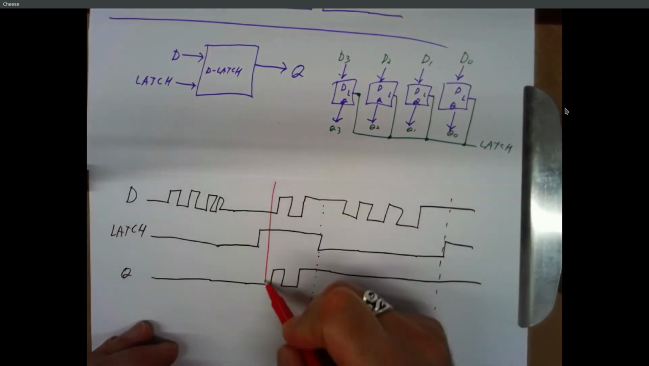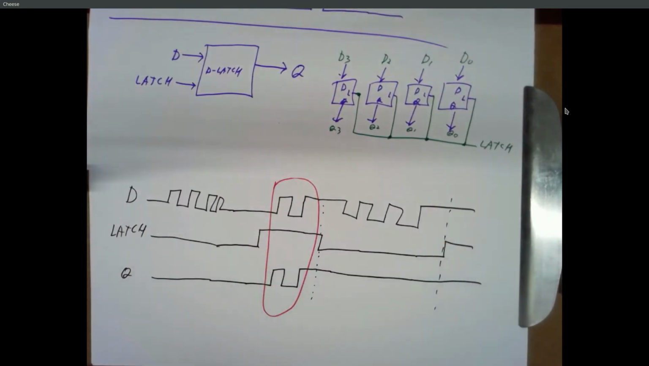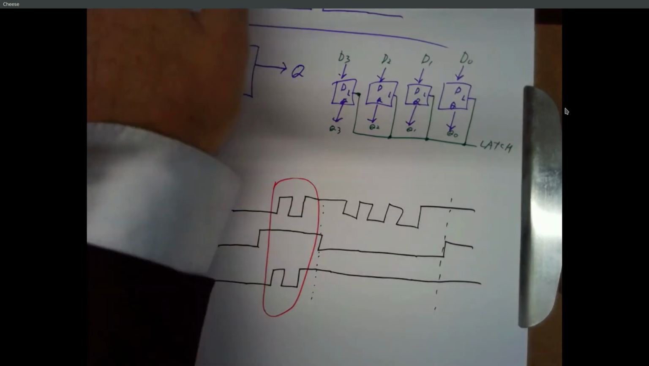But this is really interesting. The fact that while the latch is high, whatever happens to D is going through and affecting Q. Okay, why is this a concern? We want to build computers.